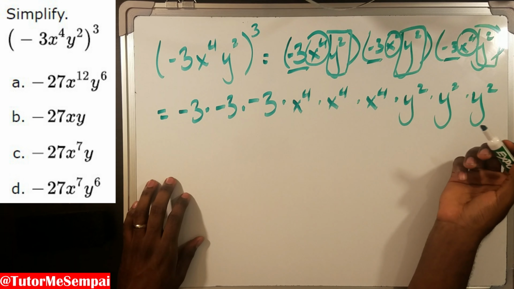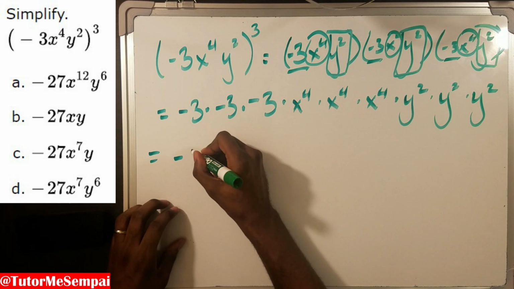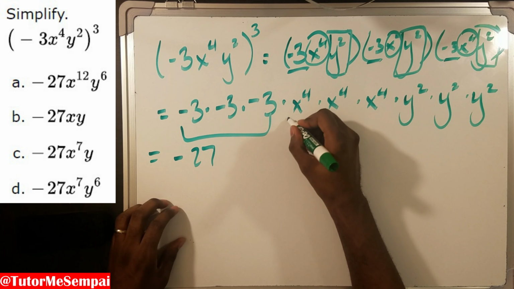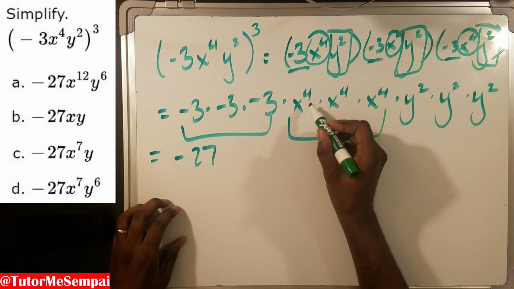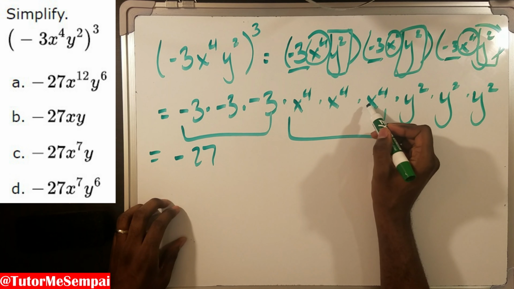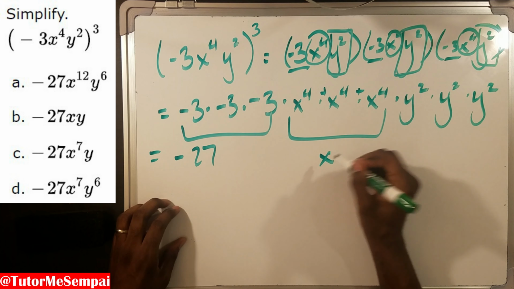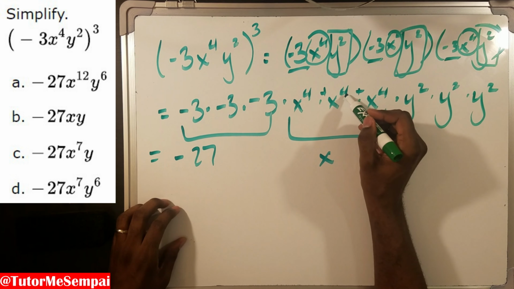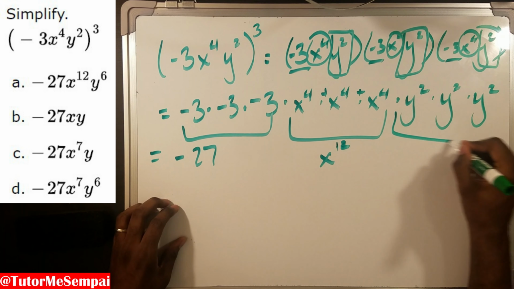So we can rewrite this as, what's -3 cubed? Well, that's going to be -27. So we handle that. Now let's handle this. What is x to the 4th times x to the 4th times x to the 4th? Well, we're going to add across. We keep the same base, but we add across. So 4 plus 4 is 8, plus 4 is 12. So we get a 12 here. And now we do this.